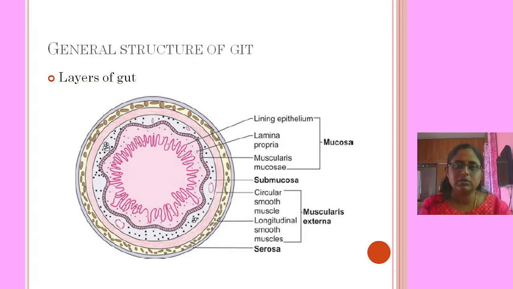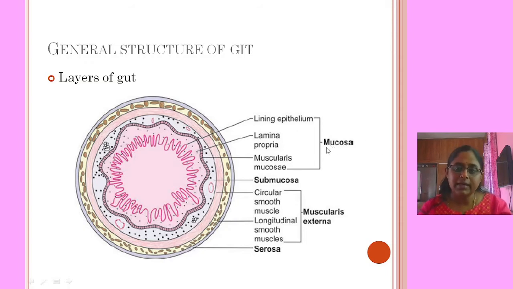If we speak about the histology, the general structure of the gastrointestinal tract consists of four layers: mucosa, submucosa, muscularis externa, and serosa. The mucosa forms the innermost lining of the gastrointestinal tract. After the mucosa comes the submucosa, the second layer, and then the muscularis externa, and the outermost covering layer is the serosa.